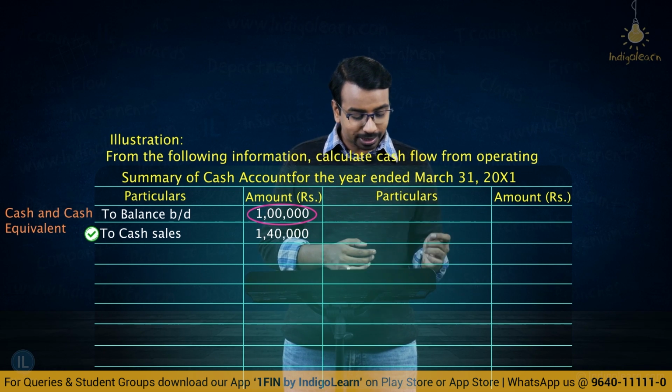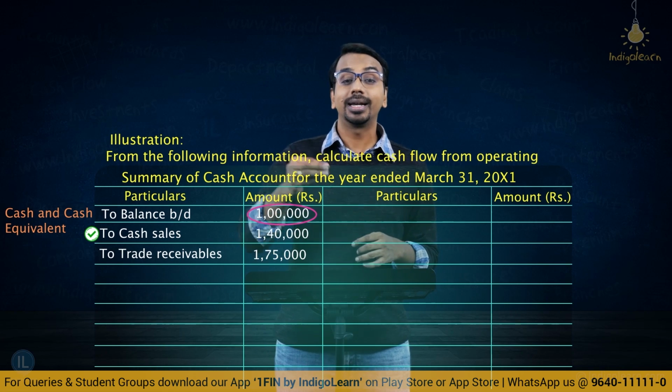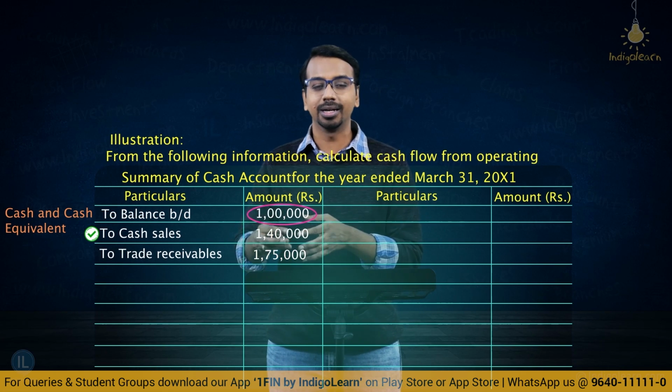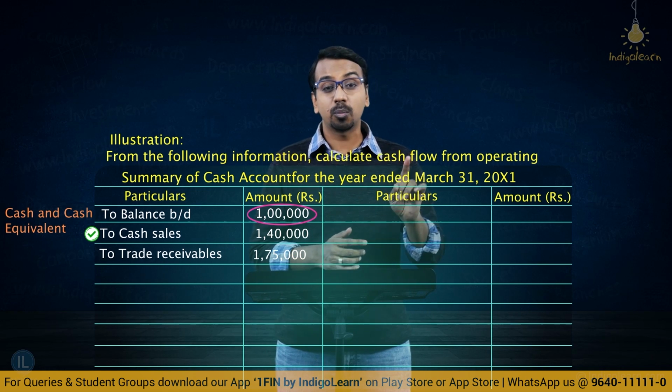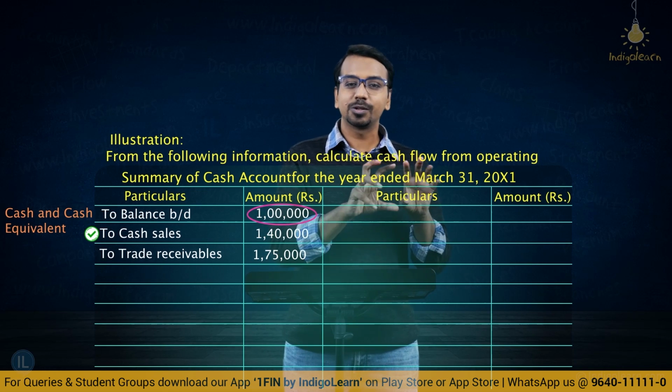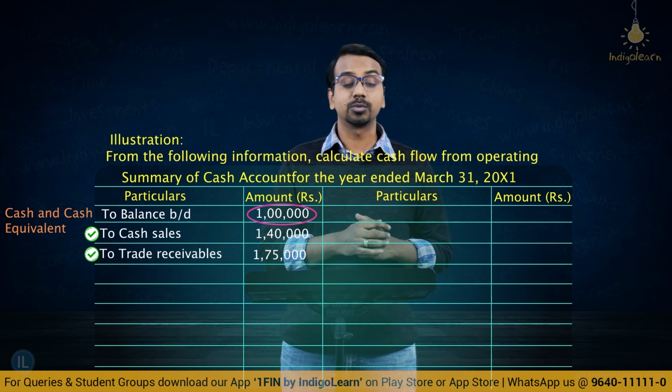Then they have to trade receivables. Now what does this mean, to trade receivables? Some of my debtors who had purchased goods earlier, they are making the payment now. Is it a cash inflow? Yes. Is it from operating activity? Is it a principal revenue generating activity? The answer to that is yes. So this also becomes my cash inflow.